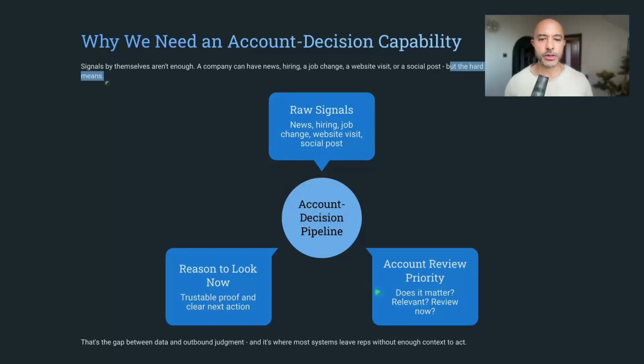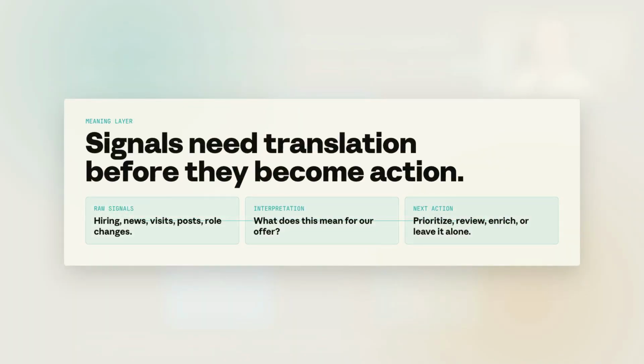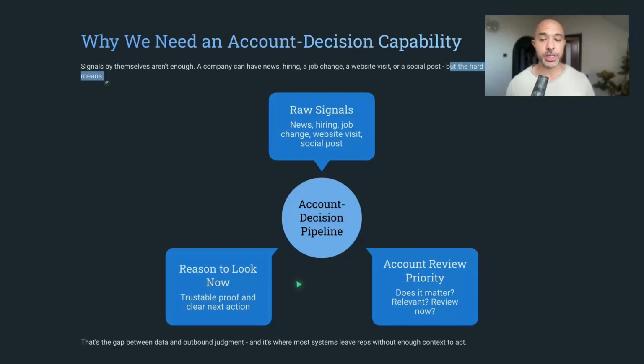And so we have the raw signals, and then we have the account decision pipeline, for lack of a better term. It's the reason to reach out now, developing a story as to why we should prioritize this account right now, and what it means. What do all these signals mean with regard to our particular solution? That's not something that any tool can give you. That is something that requires a workflow.